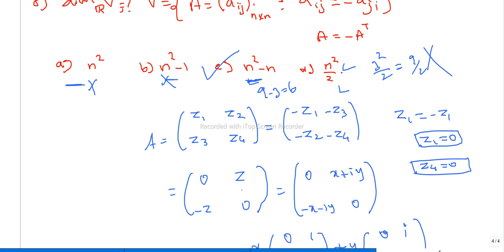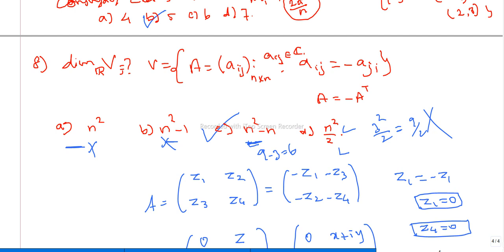So keep in mind, they are taking entries as complex numbers and they are asking for the dimension over R. That is very important. You have to carefully watch where the elements come from and what the field is. That is an important thing.